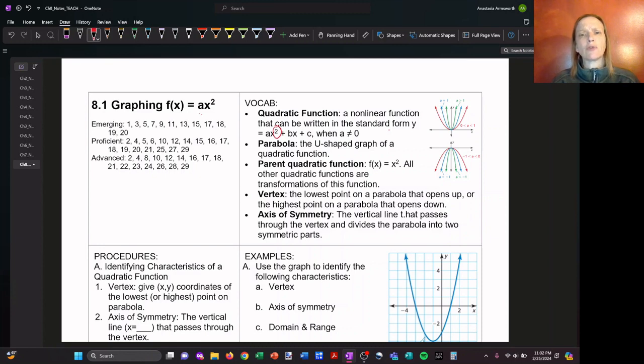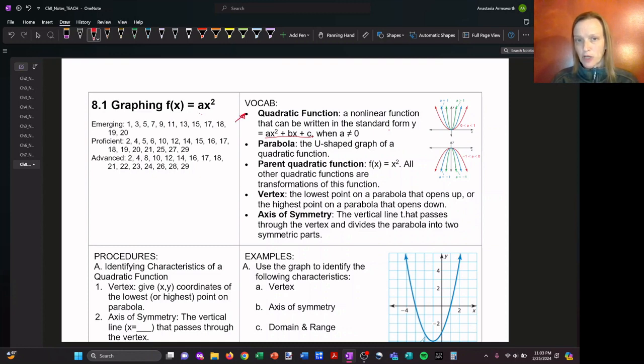Quadratic functions are going to have this general format, ax squared plus bx plus c. And hopefully this looks familiar to you from chapter 7 when we learned how to multiply polynomials and how to factor polynomials.